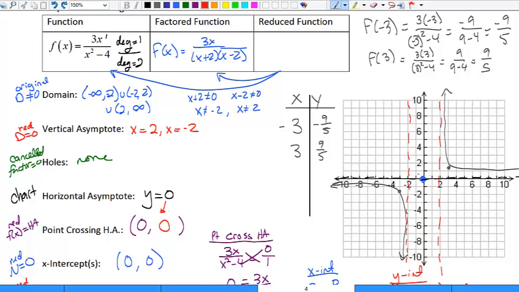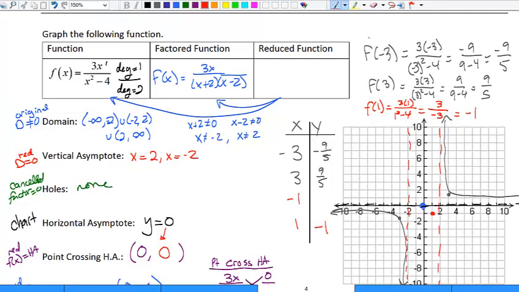So what I need to do is I need to find out more information here. So let's find something to the left of my point crossing the horizontal asymptote and one to the right. So I'm going to plug in f of 1 and f of negative 1. So I plug in 1 and I get 3 times 1 over 1 squared minus 4. So that's 3 over negative 3, which is negative 1. So when I plugged in positive 1, I got out a negative 1.